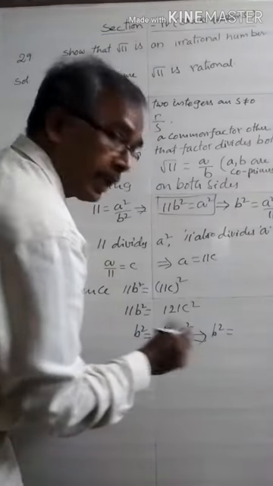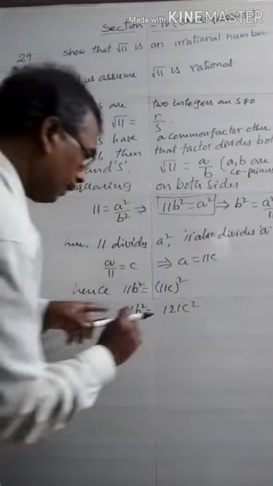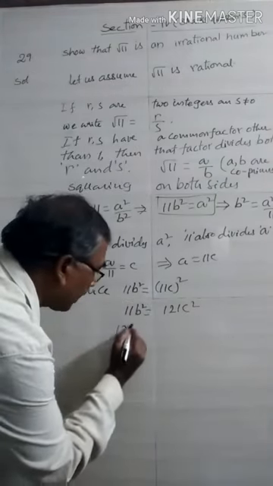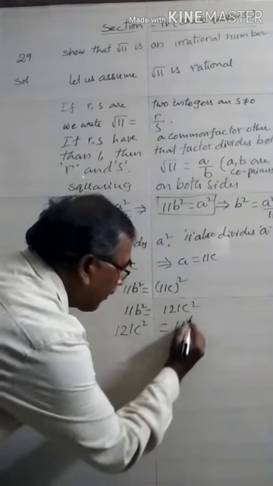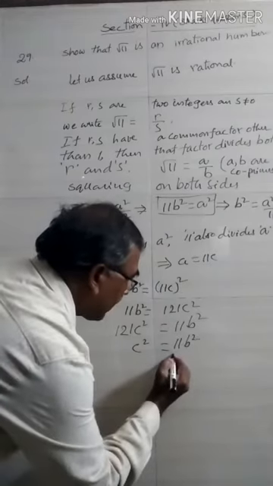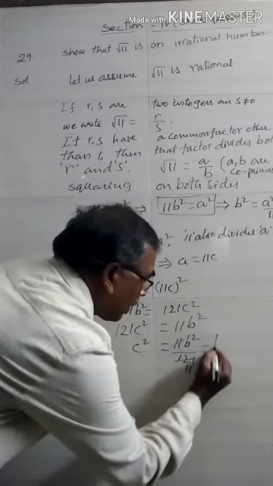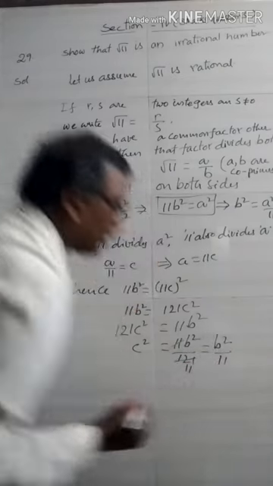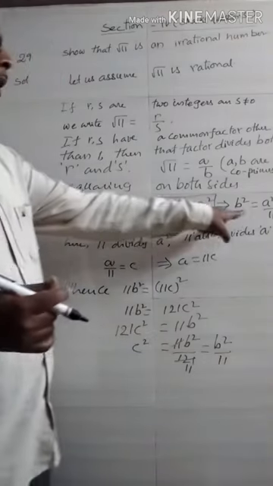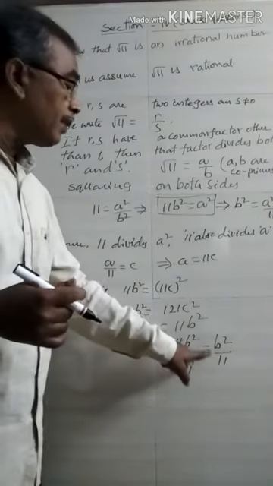So here we rewrite this like this. 11 B square is equal to 121 C square. Here we take 121 C square is equal to 11 B square. C square is equal to 11 B square by 121. 11 ones and 11 elevens, that is equal to B square by 11. Here you may also observe what we get. Previously we got B square is equal to A square by 11. Here we get C square is equal to B square by 11.